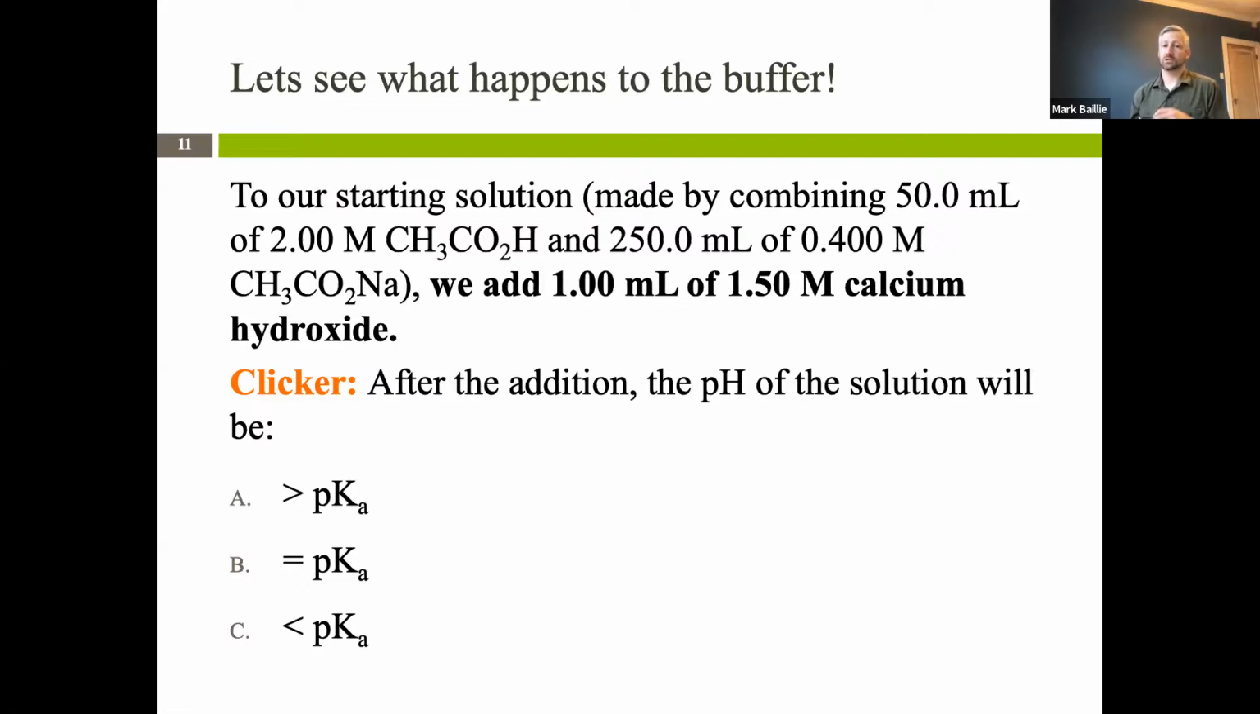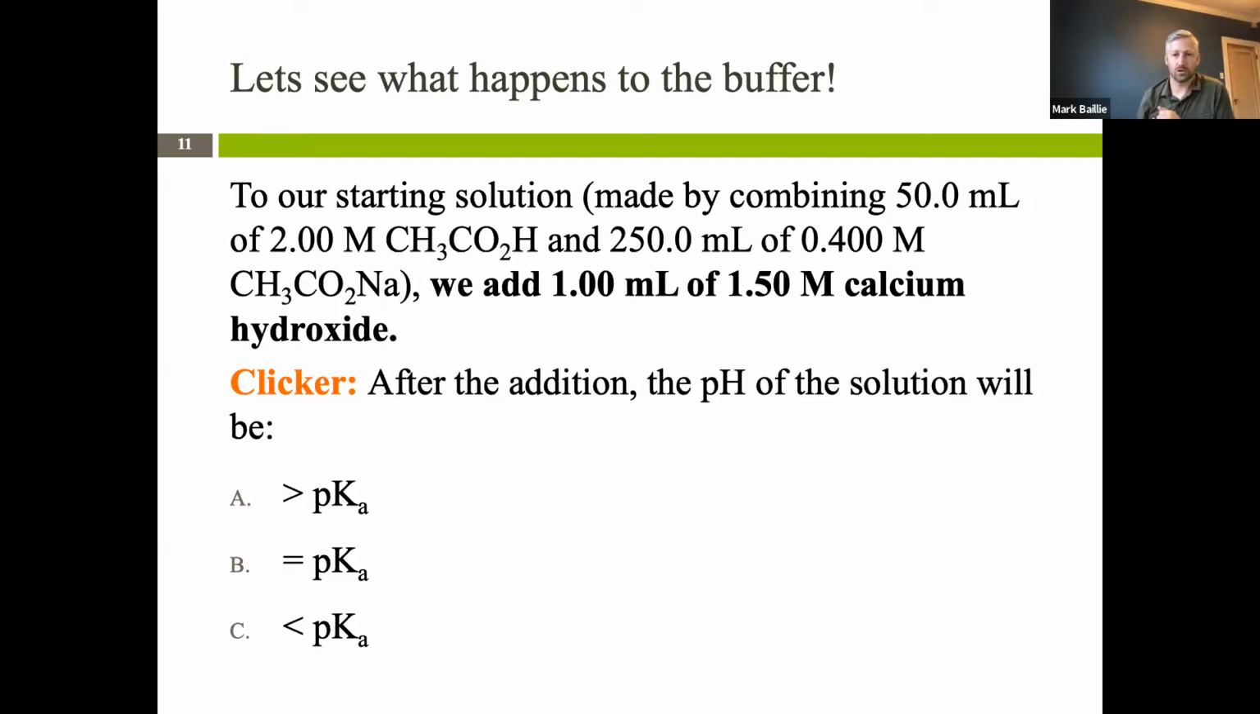So we start with a solution of pH equals pKa. Then the question is, what happens to the pH after we've added 1 milliliter of calcium hydroxide, that's 1.5 molar in concentration, to this solution. So go ahead and I'm going to close that first one out. We were all on the same page. I'm going to go ahead and open the second question. After we add calcium hydroxide, what's going to happen to the pH?